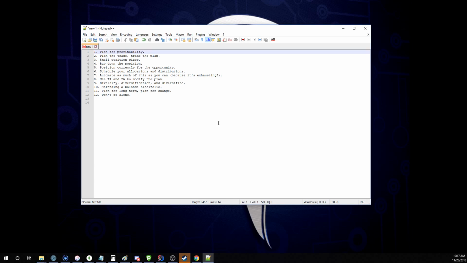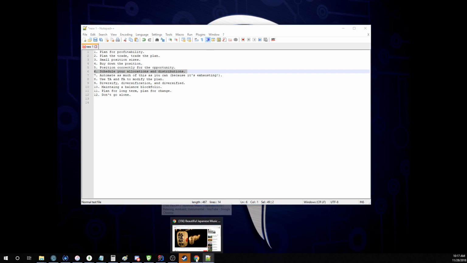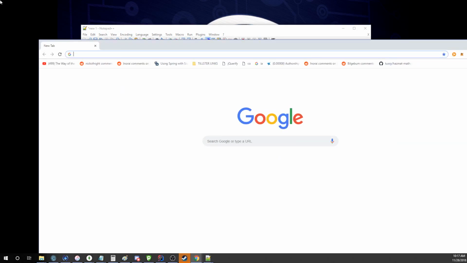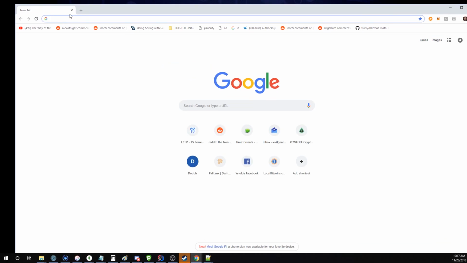Now, how can we do something like use automation to schedule our allocations and distributions? Well, it requires a little bit more math on our part, which is okay. We shouldn't be afraid of math at this point. Let's pull up a chart.